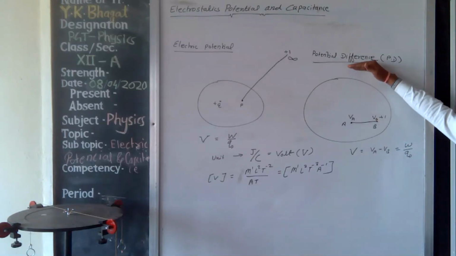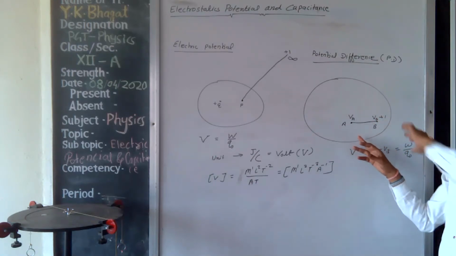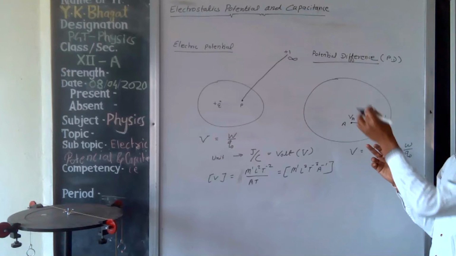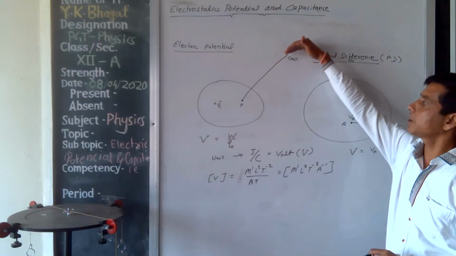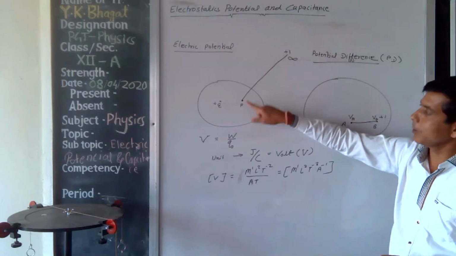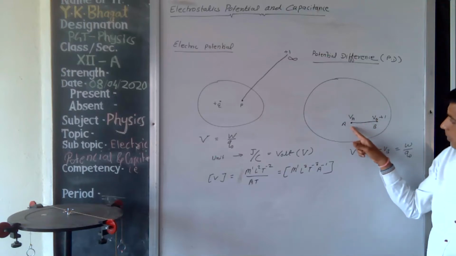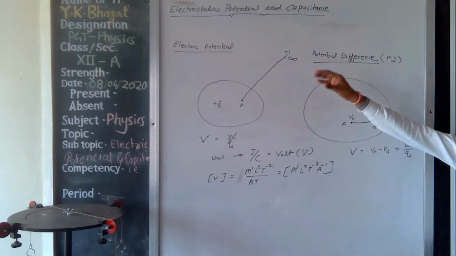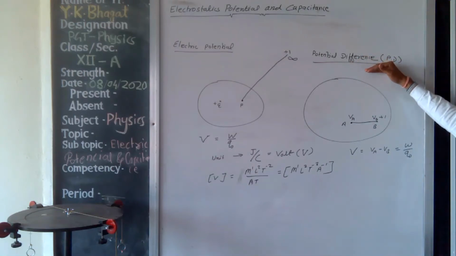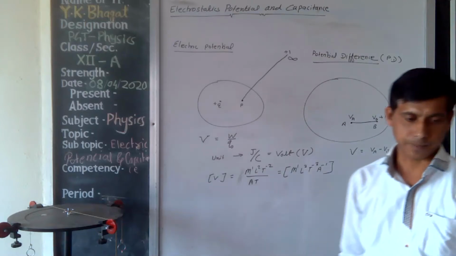The definition of potential difference is the work done to move a unit positive charge from one point to another point inside the electric field. The definition of electric potential is the work done to move a unit positive charge from infinity to any point. Here it is infinity to any point; there it is one point to another point in the electric field. That is the difference between electric potential and potential difference, and they have the same unit and same direction.